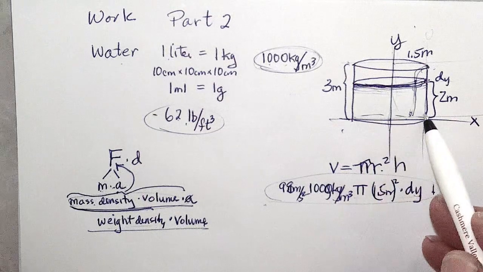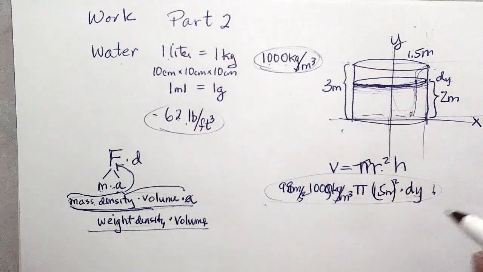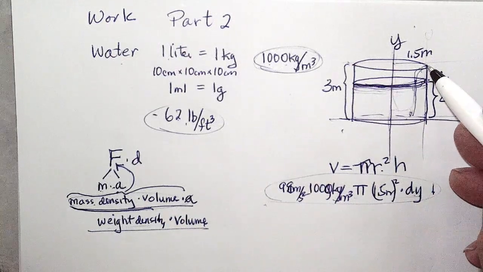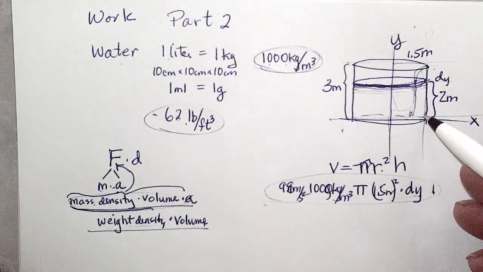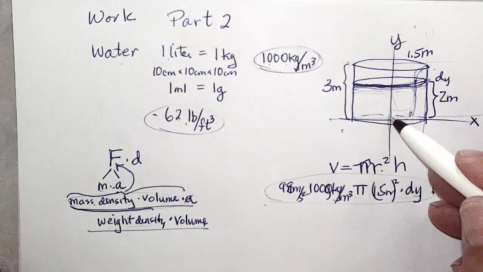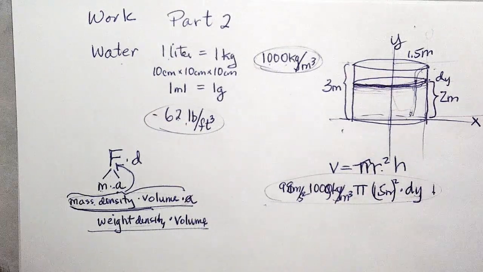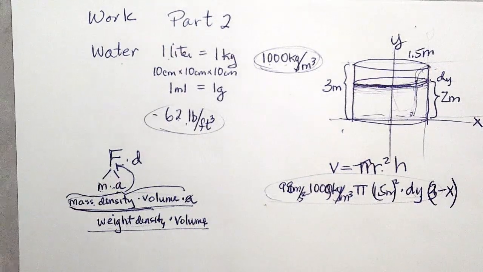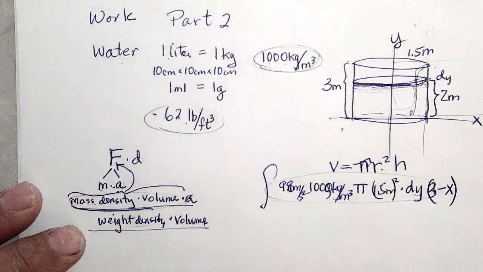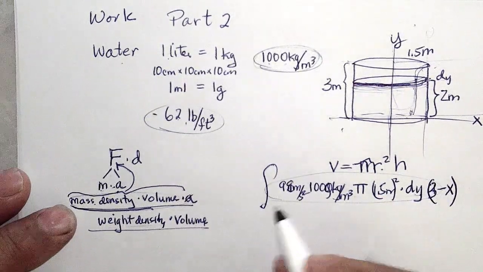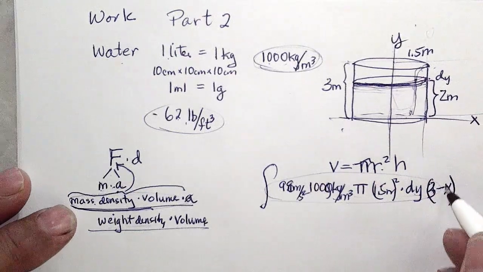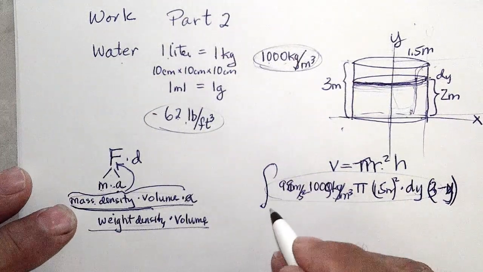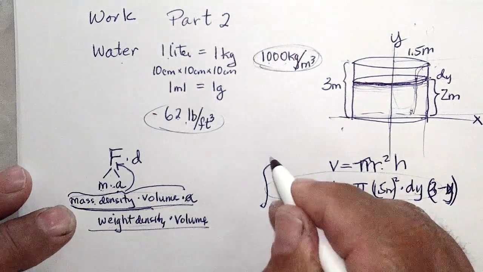But if you just say, well, I'm going to lift the bottom one, the next one, I'll work our way up, then the first one will be lifted 3, and the next disk would be 3 minus how much higher it is, and the next one is a little 3 minus that. So it's going to be 3 minus y, in the y direction, and add them all up from y going from 0 to 2.